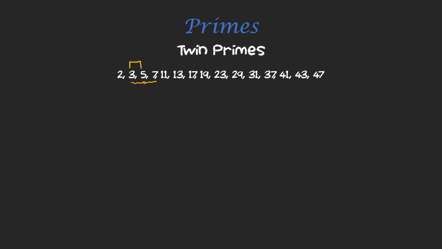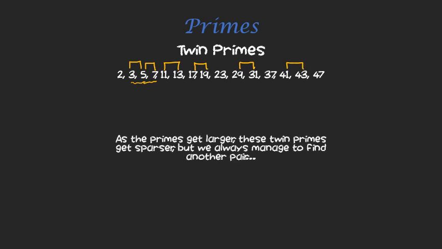3 and 5, 5 and 7 are twin primes. 7 and 11 aren't because their difference is 4. 11 and 13, though, those are twin primes. 17 and 19 are twin primes. Any two primes with a difference of 2, so a number gap of 2, is a twin prime. 29 and 31 is a twin prime. 41 and 43. There's lots of twin primes. And so the question is, how many twin primes are there?